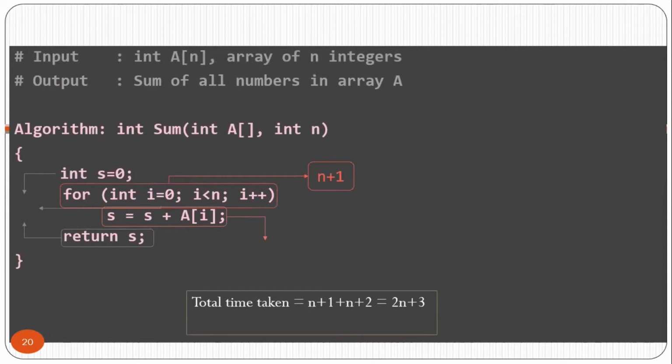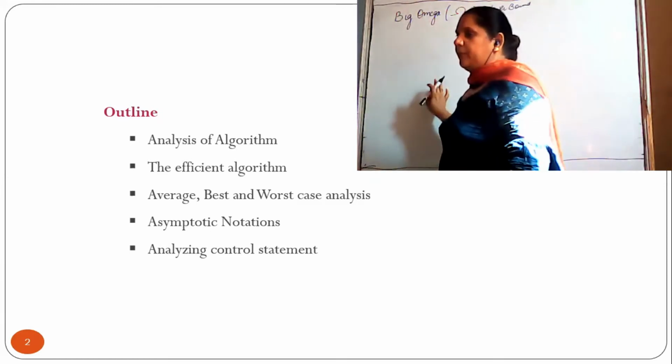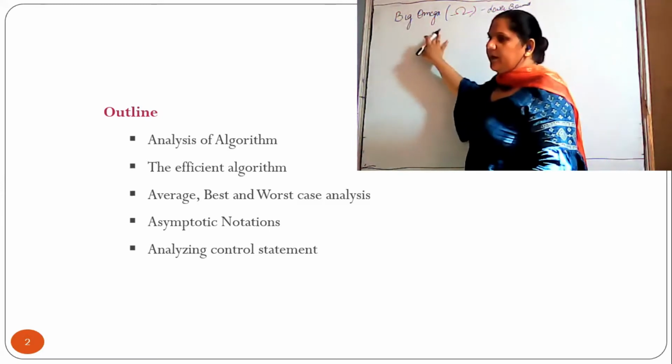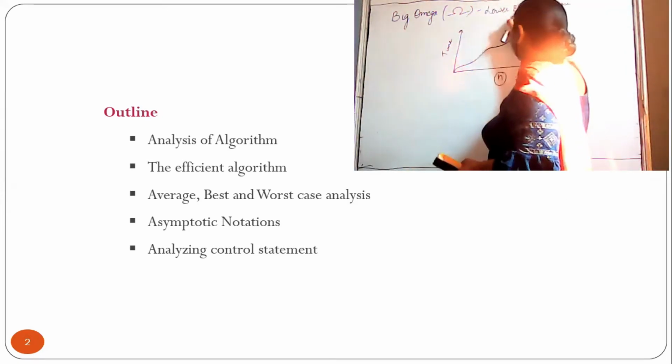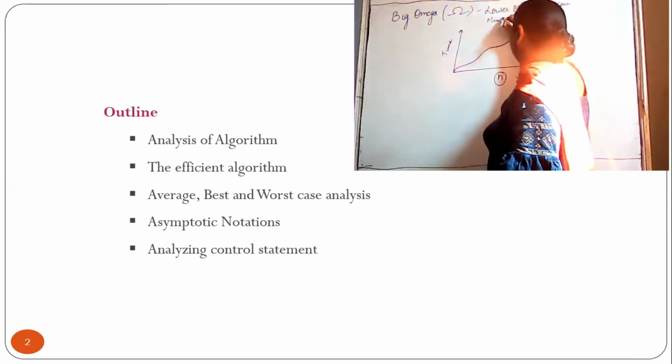This we will do later on. First of all, we will complete our asymptotic notations part. See, yesterday we did big O notation, that is the worst case complexity. Today we'll be doing big omega. See, big omega is used to find the lower bound. Lower bound means the minimum number of comparisons to be done.